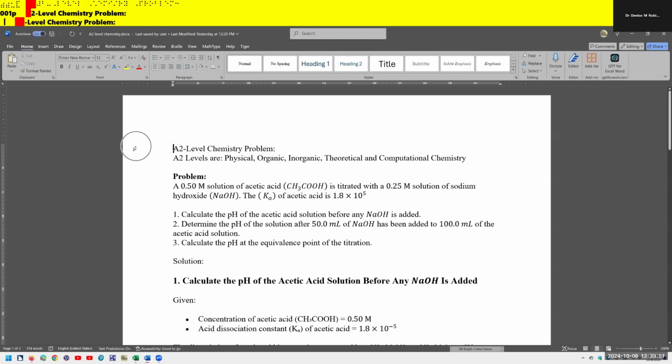Dr. Robinson here, and today we're doing A2 level chemistry problems. So, higher level math, which is in chemistry also. We're talking about physical, organic, inorganic, theoretical, and computational chemistry.